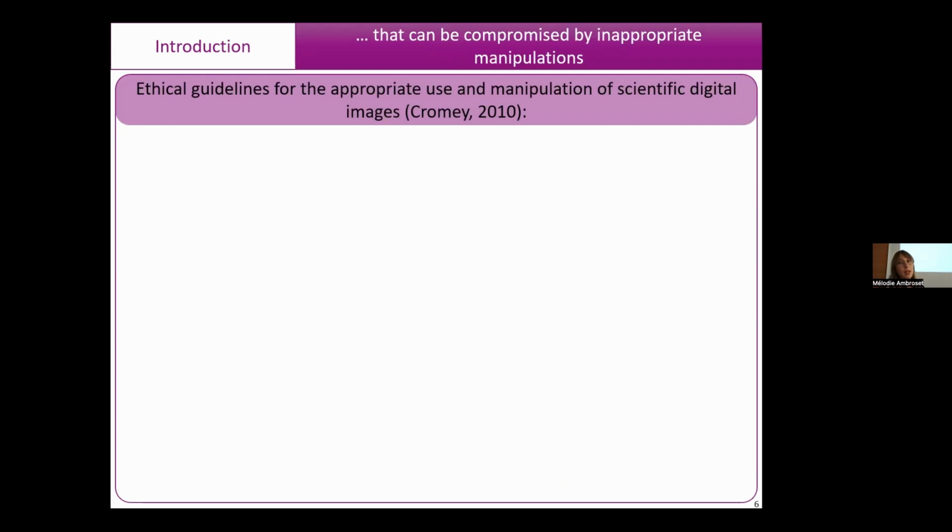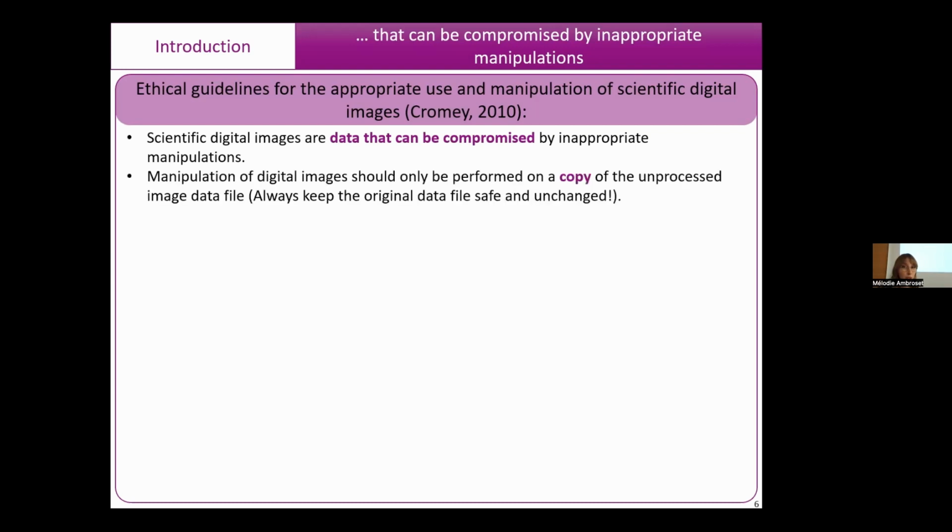So this data comes with ethical guidelines for the appropriate use and manipulation of scientific digital images. Those have been, for example, defined by Cromey in 2010, and I want to briefly tell them. The first one is that scientific digital images are data that can be compromised by inappropriate manipulation. Manipulation of digital images should only be performed on a copy of the unprocessed image data file. You should always keep the original data file safe and unchanged.